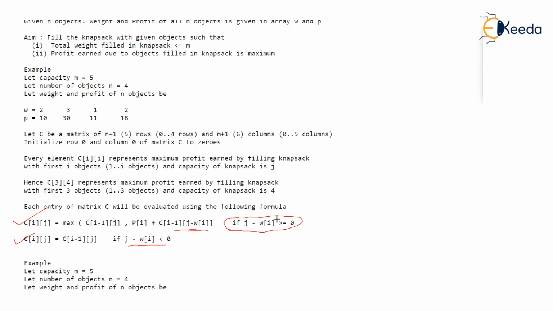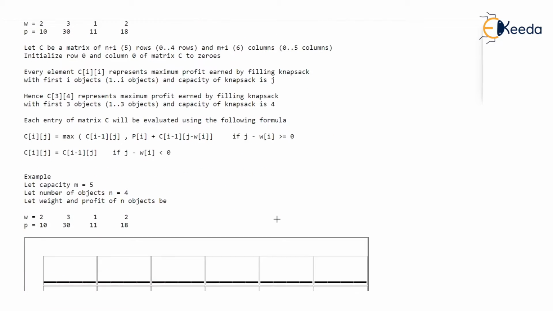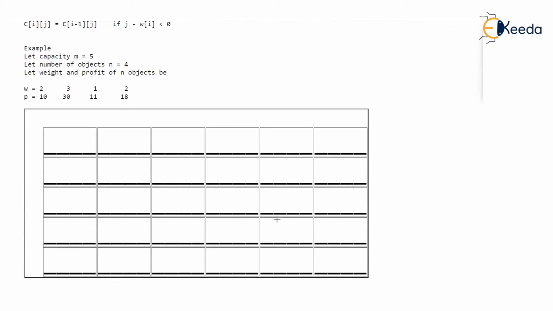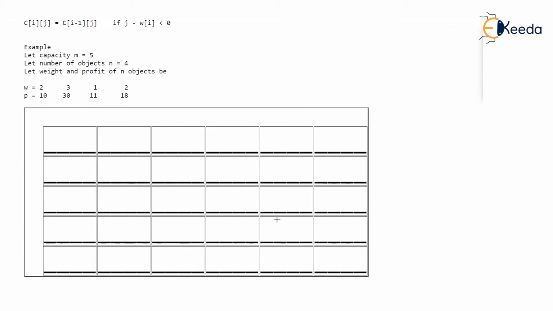To understand how these formulas work, or how they were actually thought of, again consider the same example which we had solved in the earlier video. Here is that example with an empty matrix. We have capacity of the knapsack given as 5. So we can fill only 5 kg in our knapsack, and we have been given 4 objects. The weight and profit of all 4 objects are as given below in the W and P arrays.